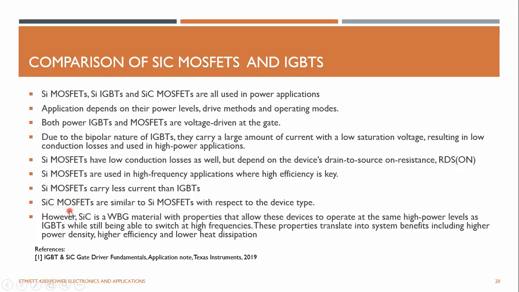Now the silicon carbide MOSFET is similar to the silicon MOSFET with respect to device type, but silicon carbide uses a wide bandgap material that allows it to operate at the same high power level as the IGBT. The power level is the same as an IGBT while being able to switch at high frequency. IGBTs are limited to low frequency, but silicon carbide can drive high frequency like silicon MOSFETs and can handle more power like IGBTs.